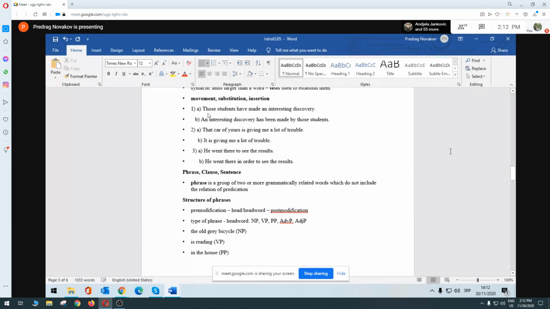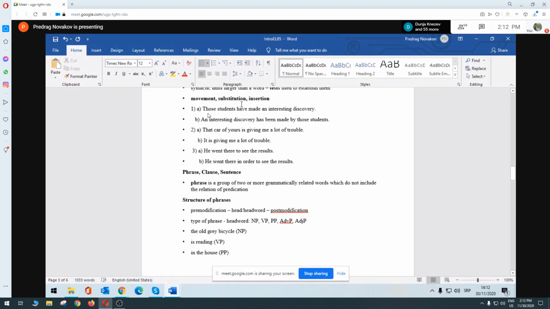So the conclusion is, if you can move several words together to a different position, it proves that these words make a phrase. So an interesting discovery is a phrase because it can be moved together. You cannot leave part of a phrase. So the rule for movement is, yes, you can move entire constituents, entire units. This is the first test.